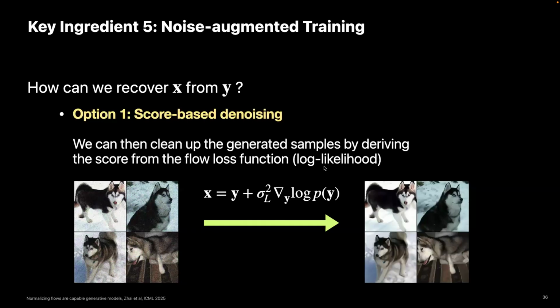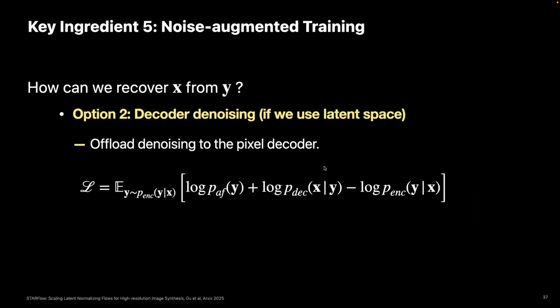So that's just adding a little bit of test time compute if you want to generate clean images from that. A second option is we can just leave all the things to the decoder. If we're training everything in the latent space, like the LDM things, the decoder itself can help you denoise any latent noise you have.